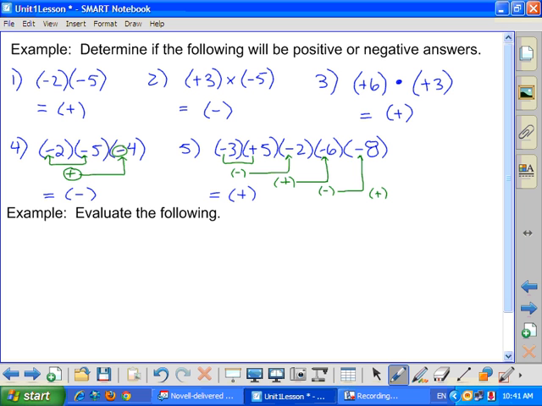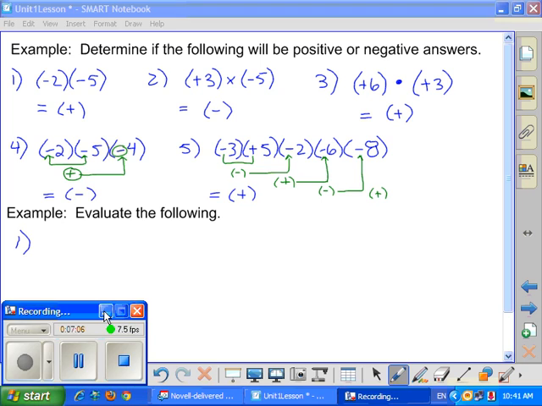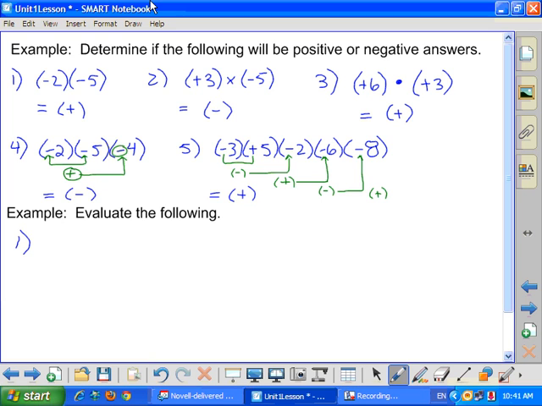All right, now we're going to start doing some calculations. Again, I want you to try this without the calculator. We're using small numbers, so you're going to be able to do them in your head, I hope. So for example, -2 times +7.